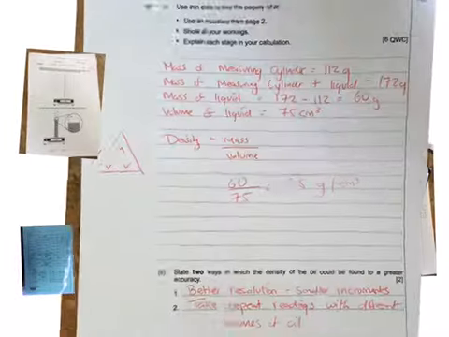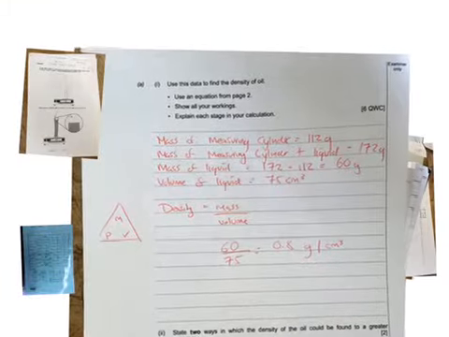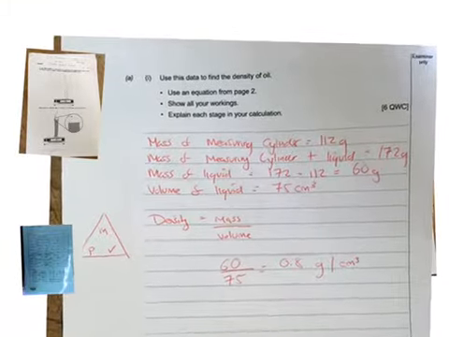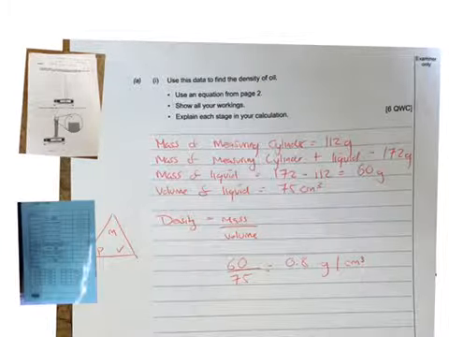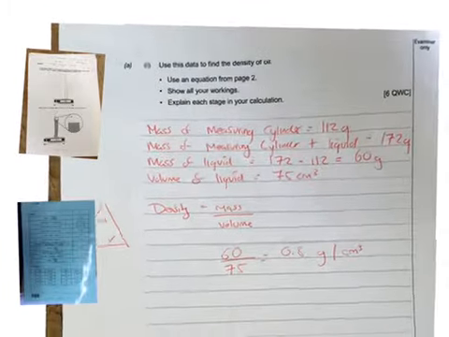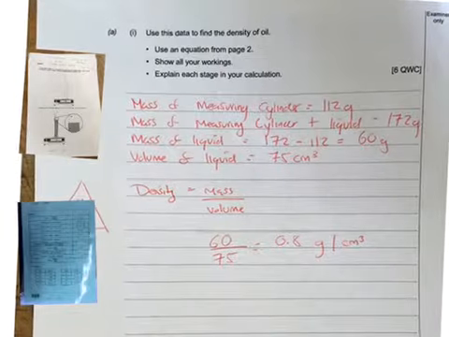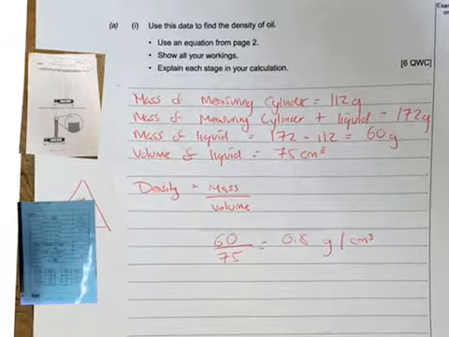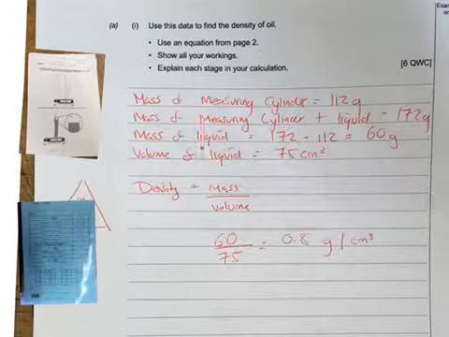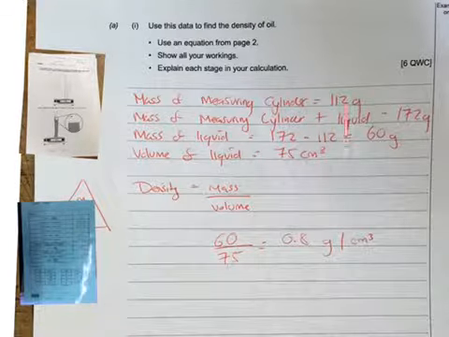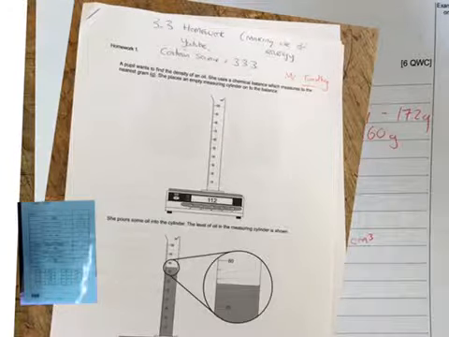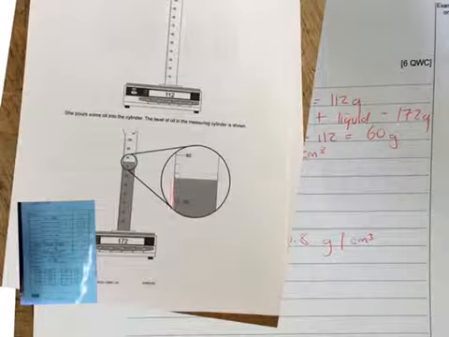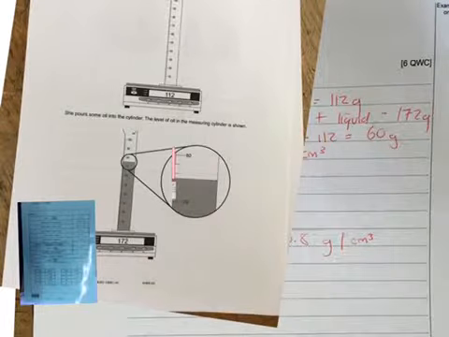So the next question now is a 6 marker. It says, use the data to find the density of the oil. Use an equation from page 2, which is this page, and show all your work and explain each stage of the calculation. So I will explain each stage of the calculation as I talk through it. So the first thing was the mass of the measuring cylinder was 112, as you can see from the first page. So we needed to take that first in order to get the mass of the oil on its own.